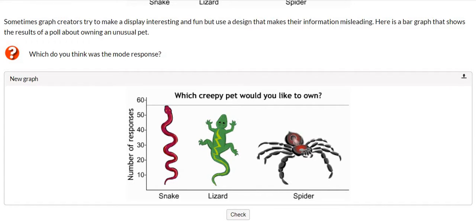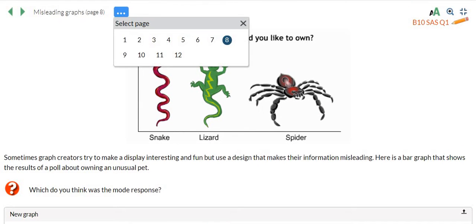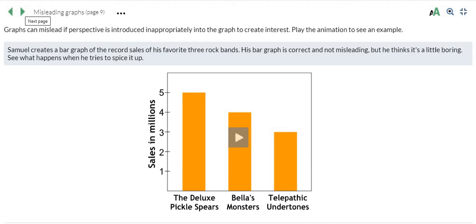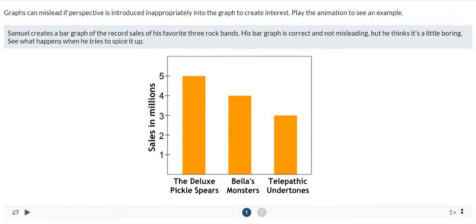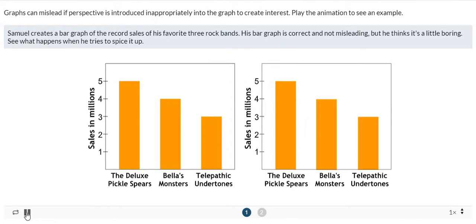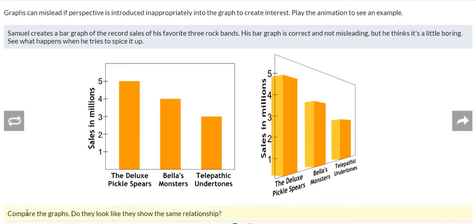Okay, the next 2 problems are not in your book. You're just going to watch up here. So I have this graph Samuel created, and he said it's 100% correct, and I agree it's fine, but he says it's kind of boring, so he wants to spice it up some. He wants to make it a little fancy. So he plays around on his computer with the graph, and he comes up with this. He decides to kind of turn it sideways and make it cool looking like that.